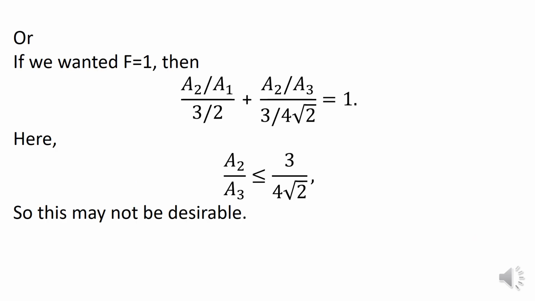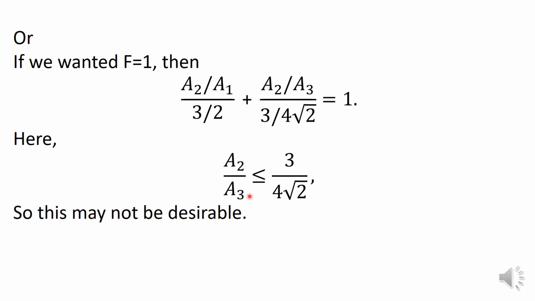Now let's look at another scenario. Suppose we wanted f equal to 1, then that equation would become this. If we put f equal to 1 in the denominator, we get a2 over a1 over 3 over 2, plus a2 over a3 divided by 3 over 4 root 2, equal to 1. Now here, both of these are positive, so each of these terms must be less than 1. So the a2 over a3 must be less than the 3 over 4 root 2.